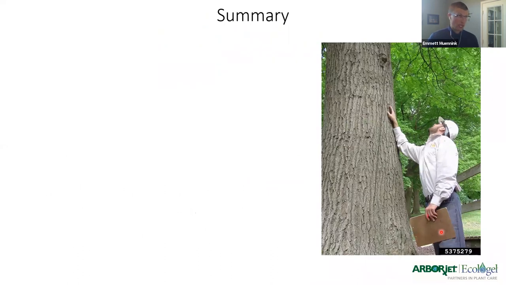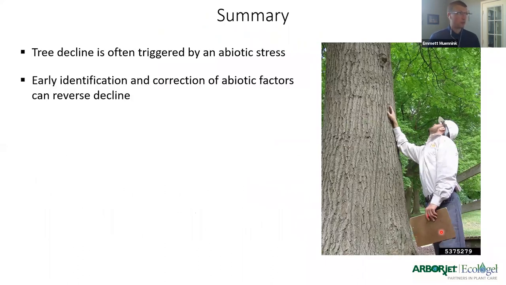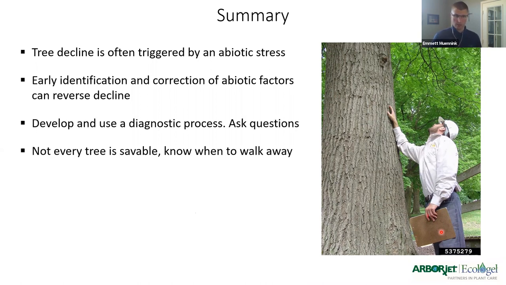So in summary, I know I've been talking a long time, guys. I feel it too. Summary: tree decline is often triggered by an abiotic stress. With early identification and correction of those abiotic factors, you can reverse tree decline. But you need to develop and utilize a diagnostic process. So if you're a tree care company watching this, rewind it, go back to those first slides that I showed, and write down that diagnostic process.